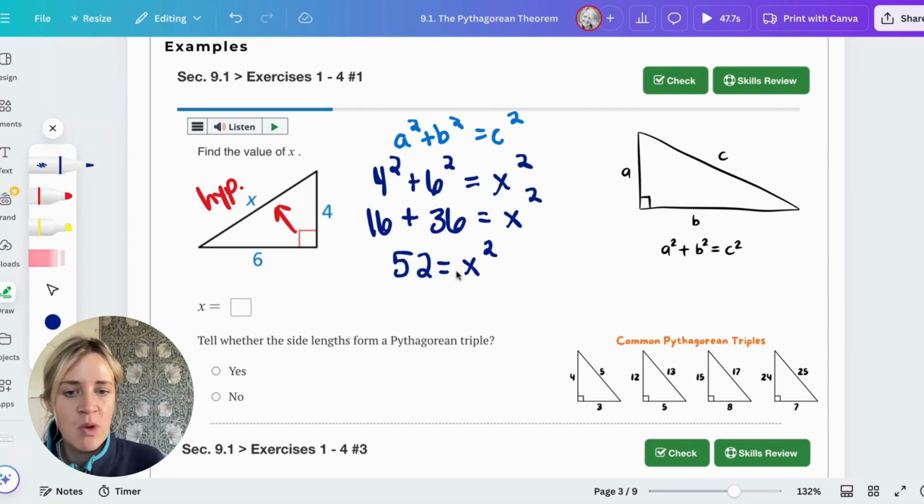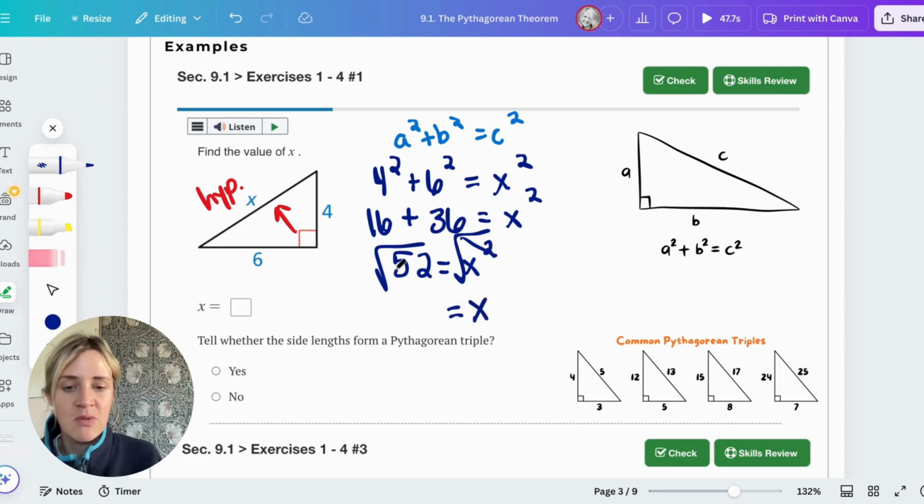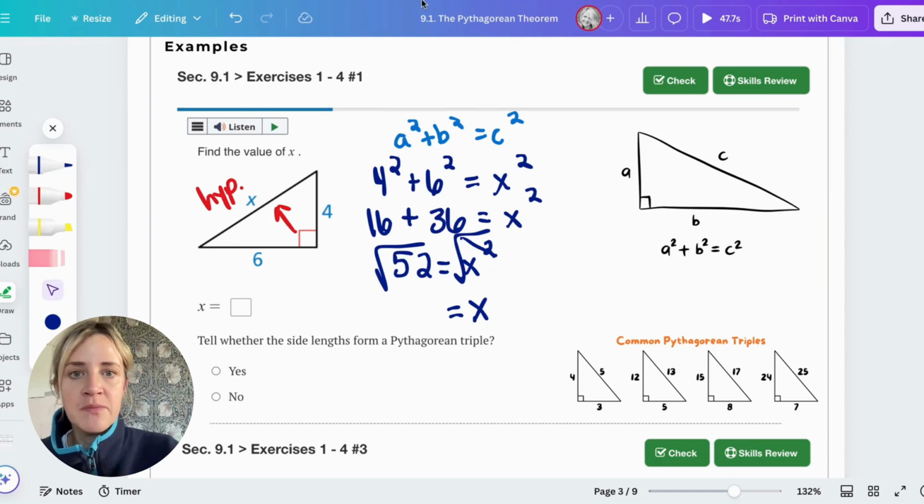To find this, what we're looking for is what number times itself is 52. x squared, what number squared is 52. So to undo this, we're going to undo the doing. The opposite of squaring is the square root. So in order to get x by itself, we're going to square root both sides. That cancels the squared, and now we just have x equals the square root of 52. So when we get our calculator out, I love when you guys use Desmos because we use the same thing. We're going to put in the square root of 52.